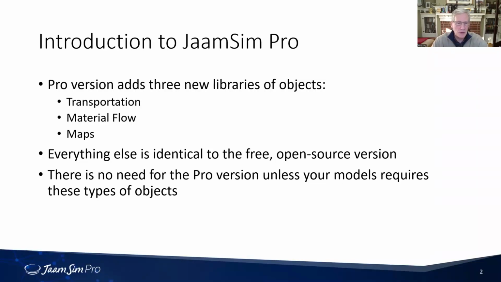But I think it would be useful to go through it and see how JaamSim Pro works, because there are some very interesting things in it that are unique to JaamSim Pro. And I'd also like to reiterate that JaamSim Pro adds these libraries of objects for transportation, material flow, and mapping, but everything else in it is identical to the free open source version. So if you don't need these features, you're getting the best version of JaamSim. You don't need the Pro version to get a better input editor or something. You've already got the best stuff.